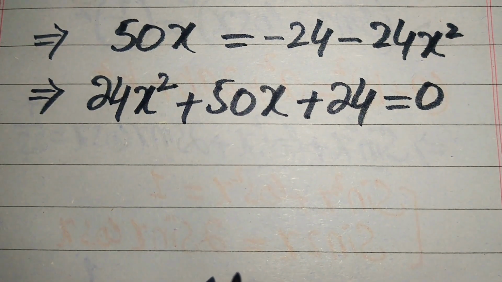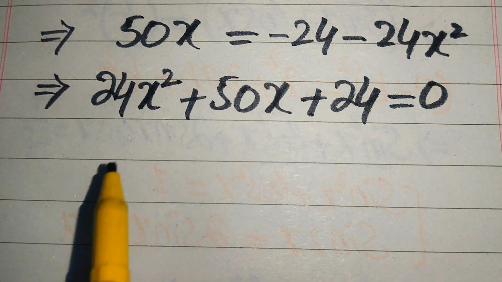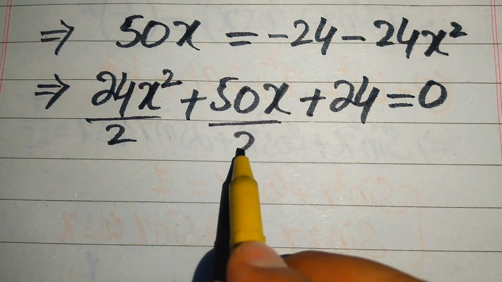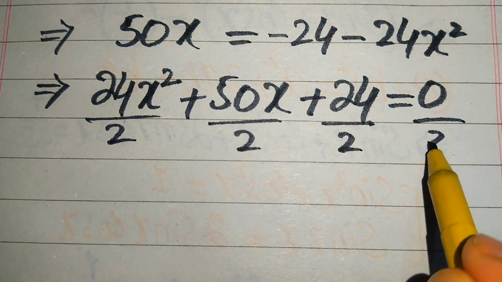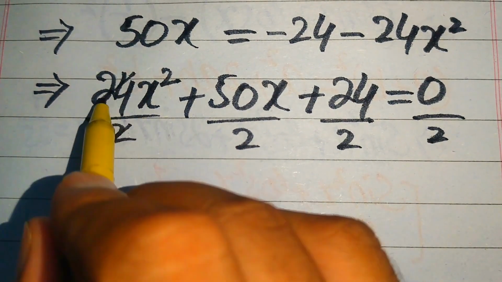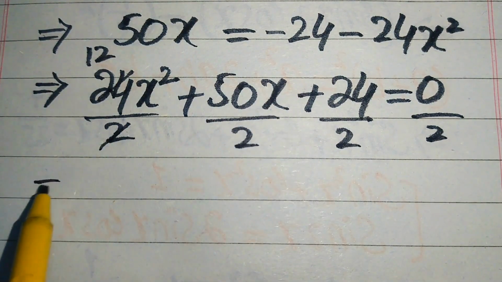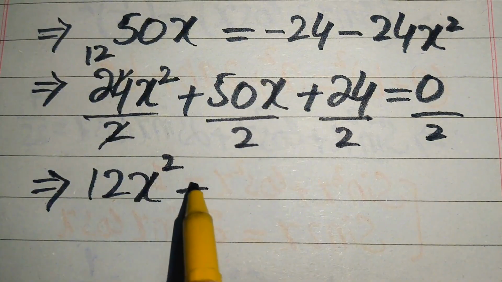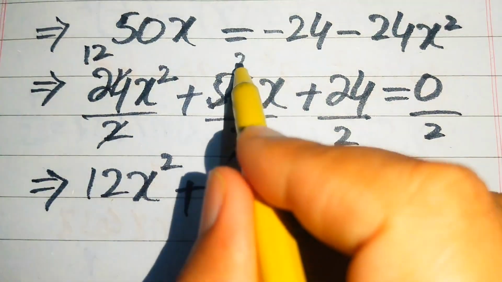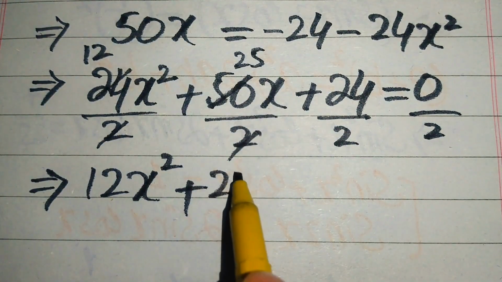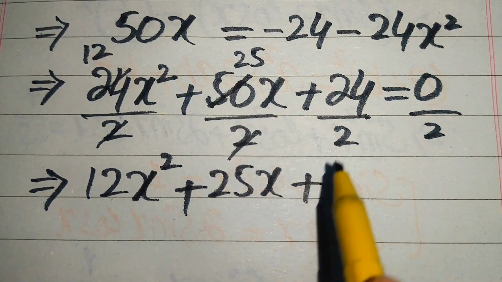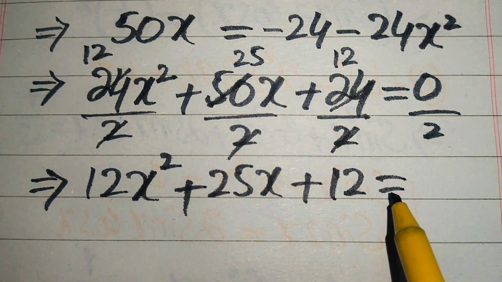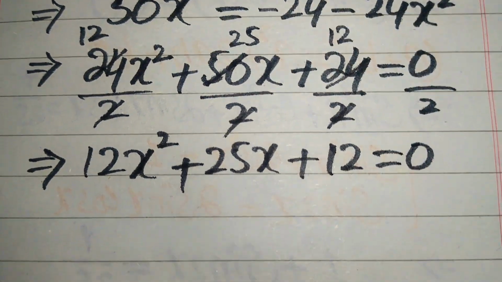And now in the next step, we need more simplification, and you see that each of these terms is divisible by 2, so we divide each of these terms separately by 2 on both of the sides. So we have 2 times 12 becomes 24, and we get 12 times x square, plus from here we have 2 times 25 becomes 50, and we get 25x, plus again 2 times 12 becomes 24, and we get 12 is equal to 0.